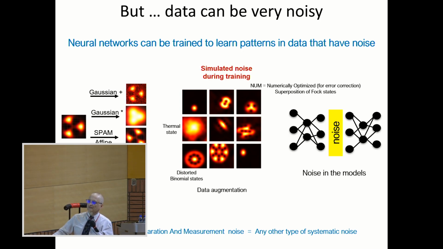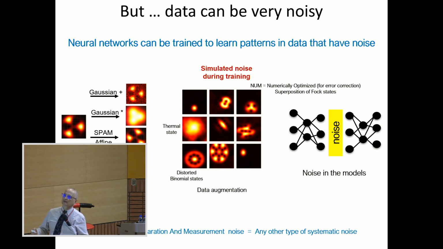You can get the thermal state, the distorted binomial state, and the distorted numerically optimized for error correction superposition of Fock states. So this is a superposition of Fock states which are well optimized for error correction. We were using another one, the 2-4 photon combination, which is a special case of num state. Introduce noise in the models.